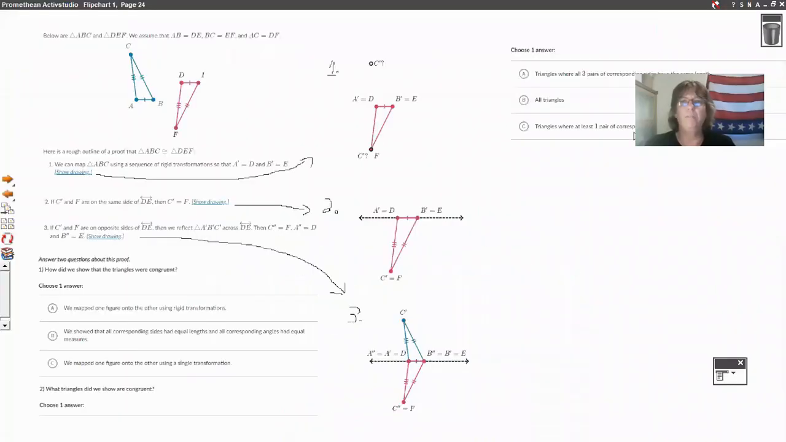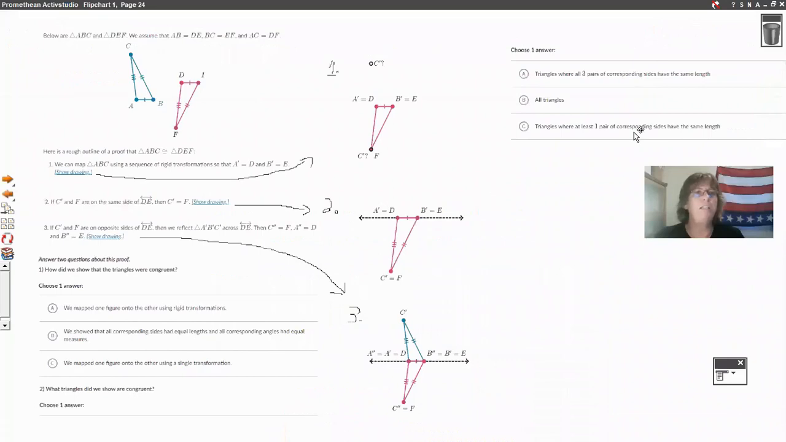Here is the problem right here. And it says that below are triangles ABC and DEF. So here's ABC and DEF. And we assume that AB is equal to DE and BC is equal to EF and that AC is equal to DF, okay? And here's a rough outline of a proof. And so what we're going to do is actually just follow the proof and see how they figured it out, okay?